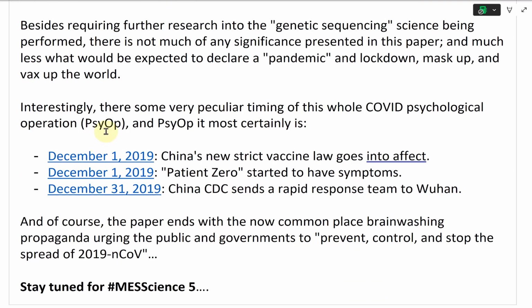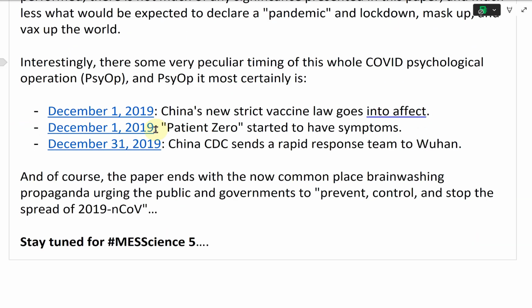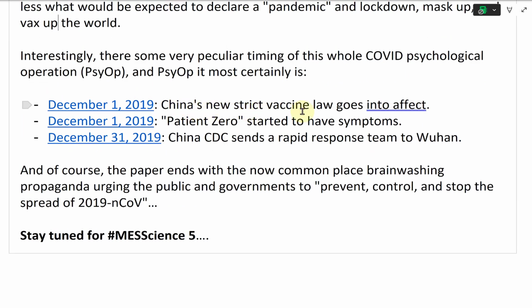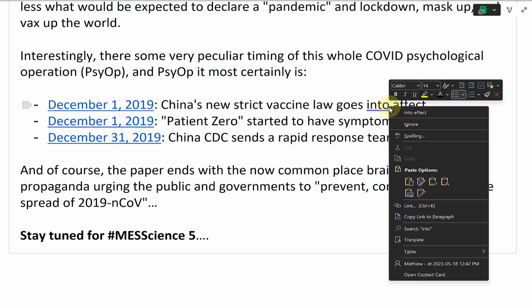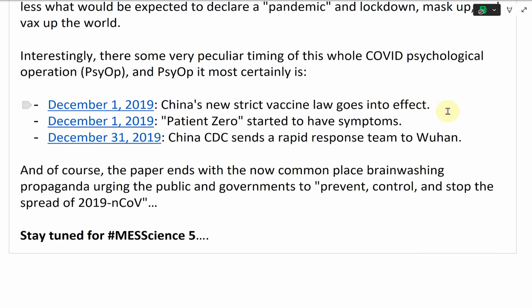All right. And interestingly, there are some very peculiar timings of this whole COVID psychological operation, or PSYOP, and PSYOP it most certainly is. So December 1st, 2019, China's new strict vaccine law goes into effect. And then December 1, 2019, patient 0 started to have symptoms. And then December 31st, 2019, again, just before the new year, China sends a rapid response team to Wuhan. Very interesting.